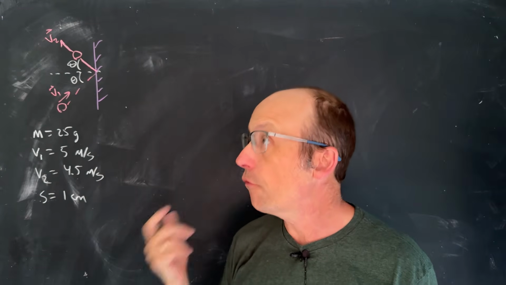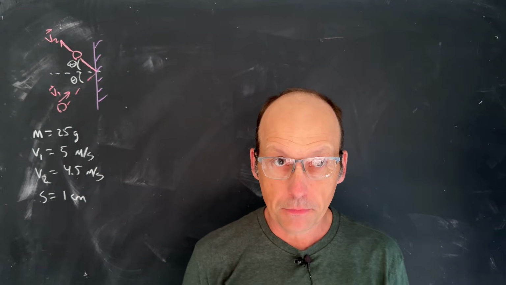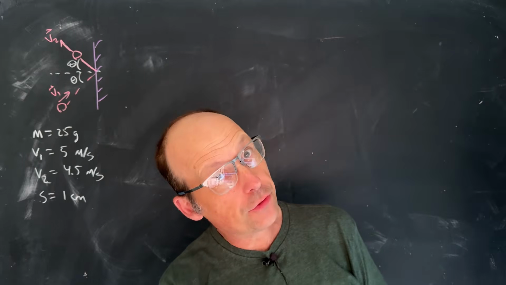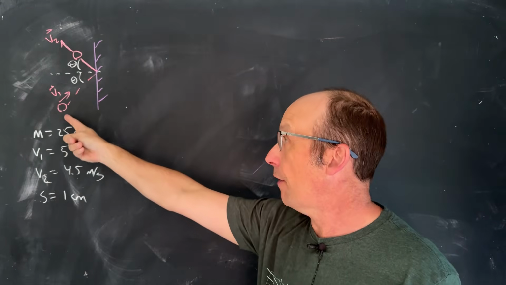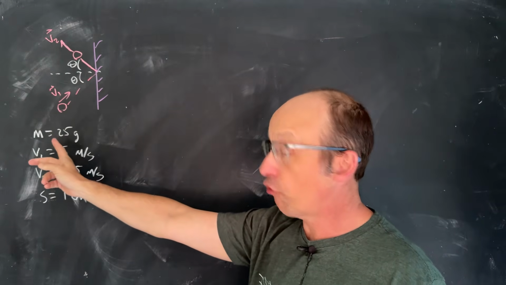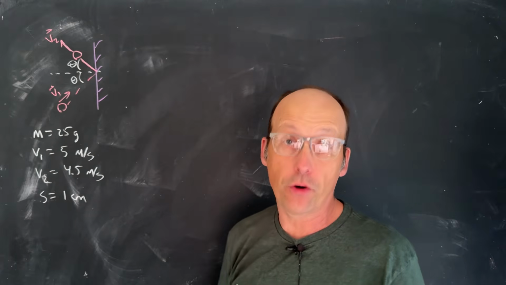It is time for another physics problem. I made this one up, and it might be a little bit tricky, but let's do it anyway. So here I have a ball. It has a mass of 25 grams, and it bounces off a vertical wall like that.